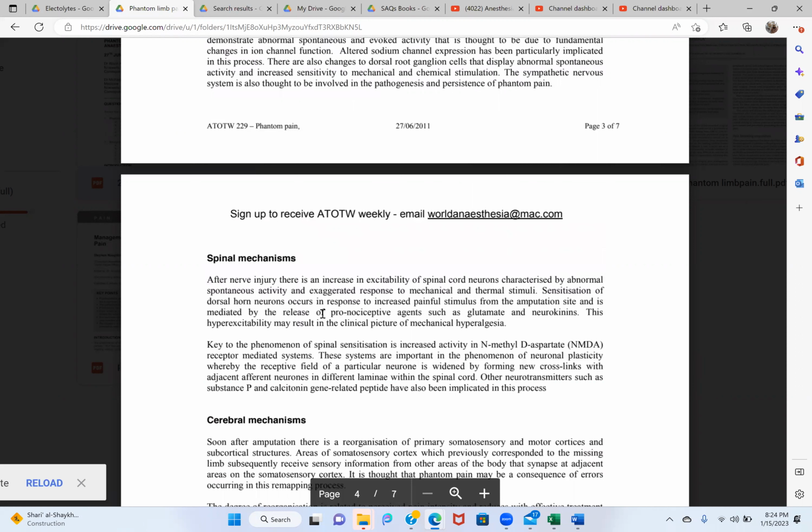Then there is the spinal mechanism. After nerve injury, there is increased excitability of spinal cord neurons, characterized by abnormal spontaneous activity and exaggerated response to mechanical and thermal stimuli. Sensitization of dorsal horn neurons occurs in response to increased painful stimulus. By the way, this is the place where the gate control theory works. Instead of closing the door, there may be hyperexcitability, so it will be like development of hyperalgesia. And that's why the role of ketamine is of utmost importance, even in tourniquet pain. An NMDA receptor antagonist like ketamine has a great role.